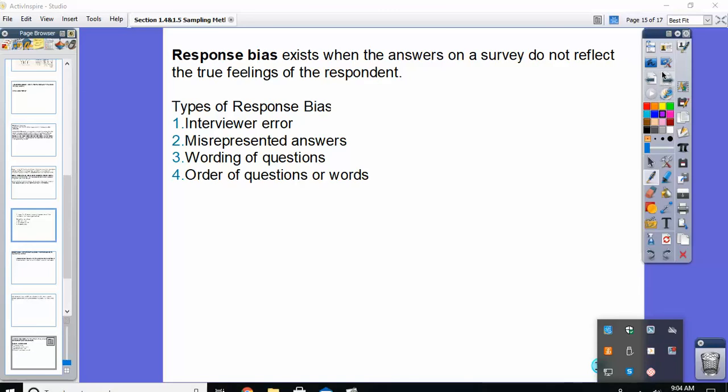All right, so the 3 types of bias: sampling, response, and non-response.